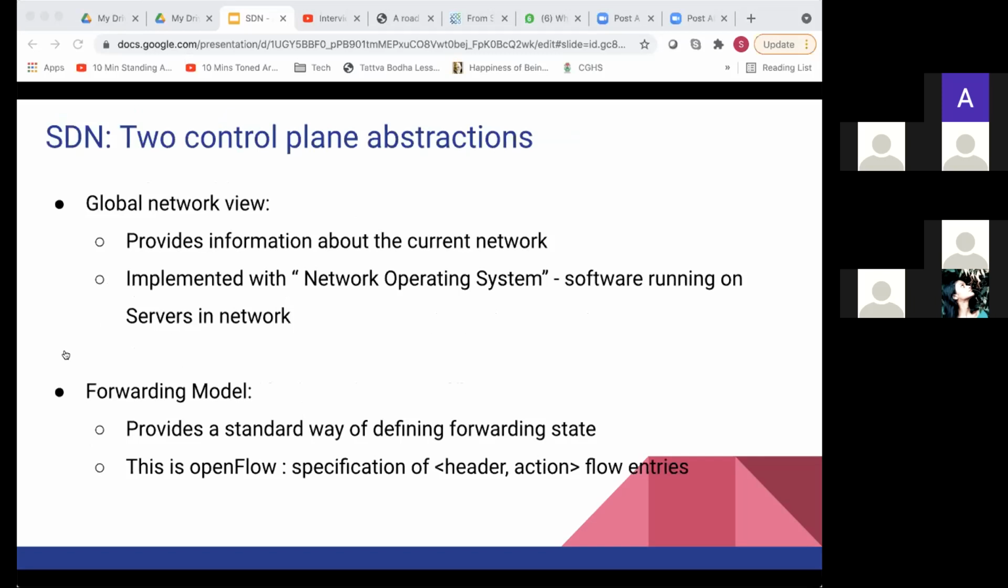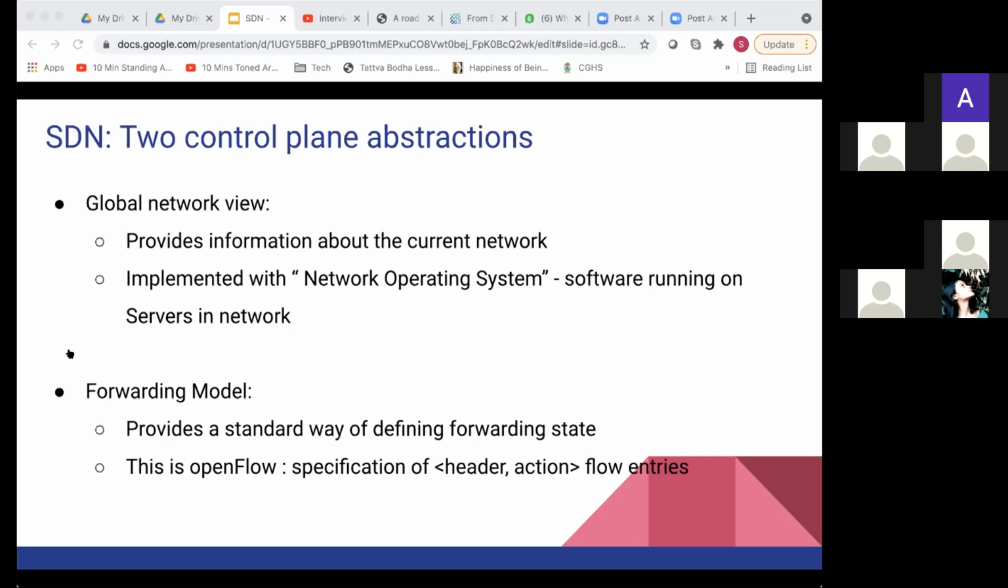So what does the SDN do? It gets a global network view, and it also defines a forwarding model. The global network view is implemented with the network operating system, right? But the network operating system is also just software that runs on the servers in the network. This software can directly talk to the switches through the forwarding model. The forwarding model is nothing but a standardized way of communicating the forwarding state to the network device.